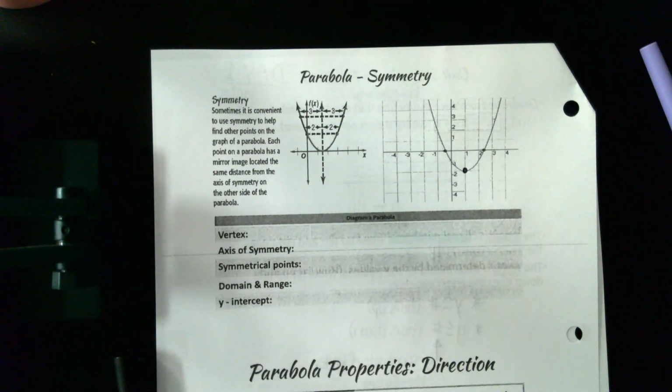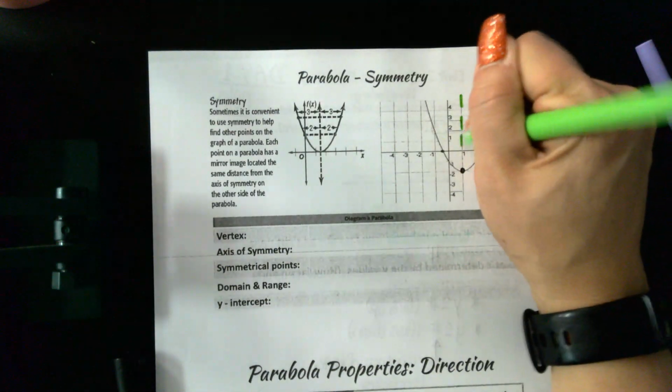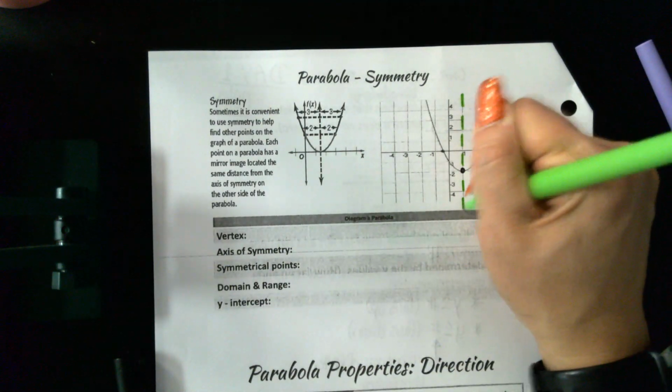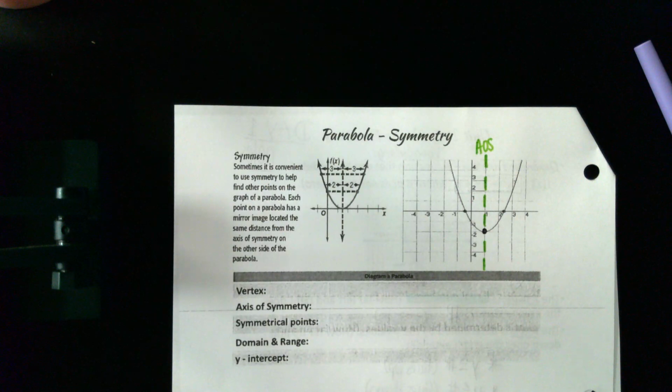Then I am going to draw in the dash line that goes through that. So if I were to draw a dash line going through my vertex, again, that is my axis of symmetry. Oh, I can't see what I just did, can you?